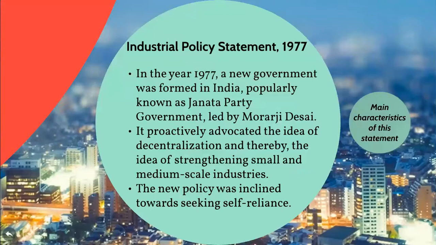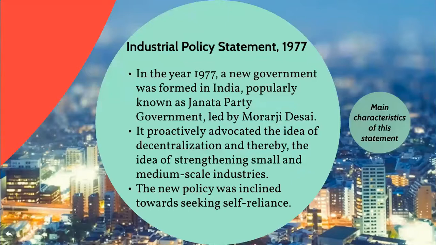Many of the policy changes happened in 1977. The new policy was inclined towards seeking self-reliance, so small people were given importance. But after the end of 1977, the government again collapsed, the Janata Party got dismantled, the Congress government formed again, and the industrial policy changed after 1977 onwards.